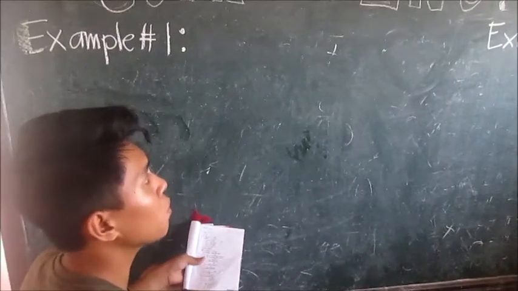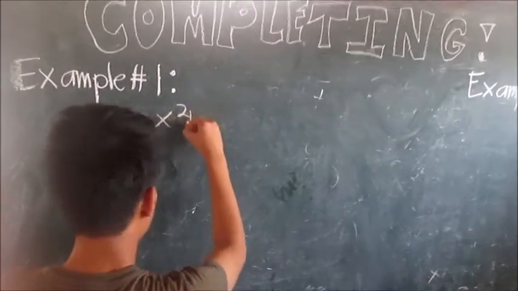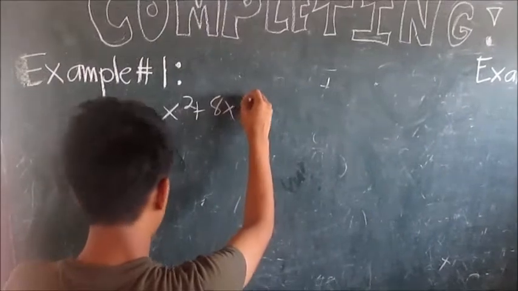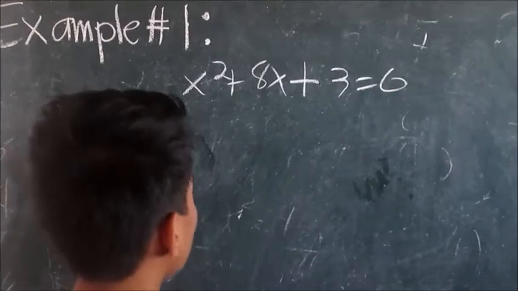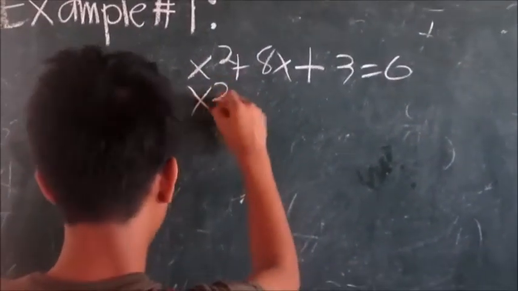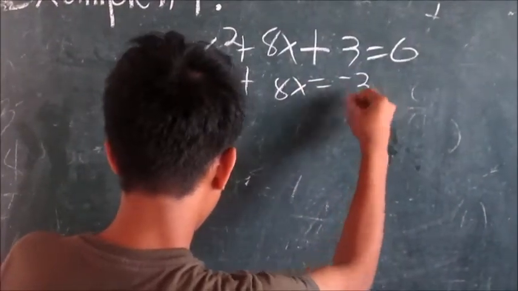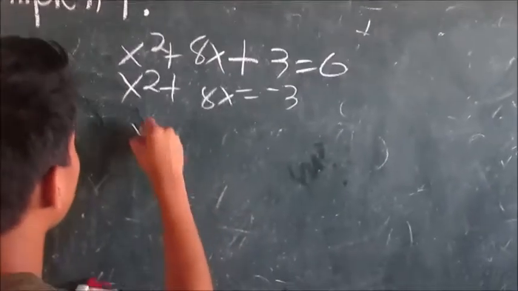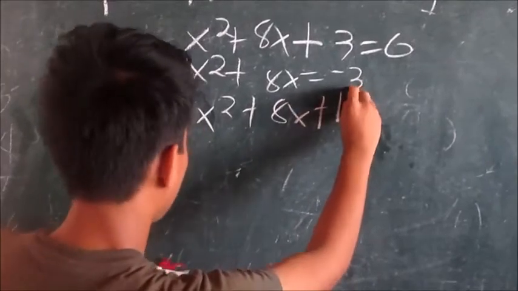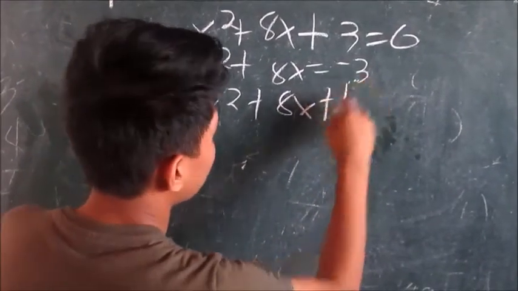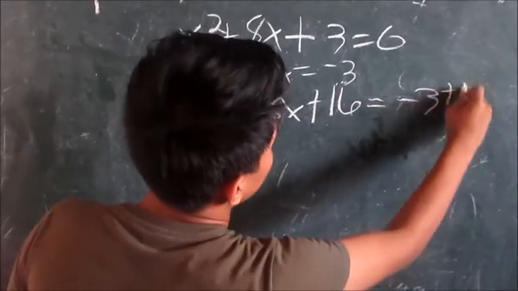Go. So let's move on to completing the square. We have x squared plus 8x plus 3 equals 0. So we are going to transpose this 3 to the other side. So here, x squared plus 8x equals negative 3. And then let's add 16 again: x squared plus 8x plus 16, yes, 16 for the perfect square, equals negative 3 plus 16.